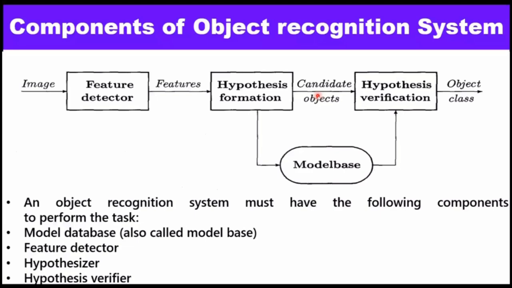These possible objects we also send to the model database, and then together these candidate objects and model-based objects will be verified. So our guess will be verified, and where we get maximum matching, that is 100% matching or maximum matching, then we say that object is recognized, or that object is detected.